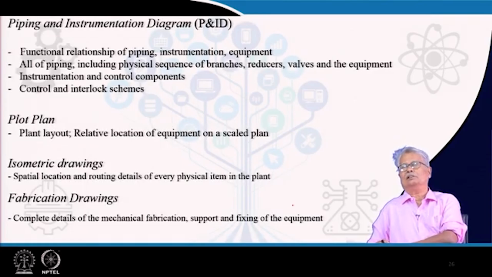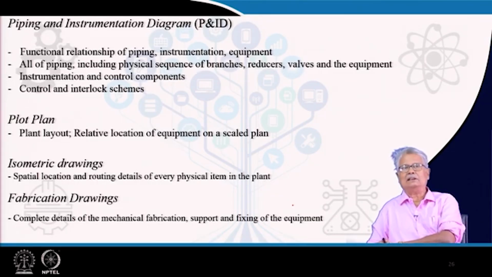After all, you have conceived a plant, you have decided on the alternative designs, you have come to a state where the process is finalized, the process streams are identified, all the equipment are identified, and the details of the plants and instrumentations are also known. Now, how to document these? This is done in a document which is called the piping and instrumentation diagram, or P&ID.